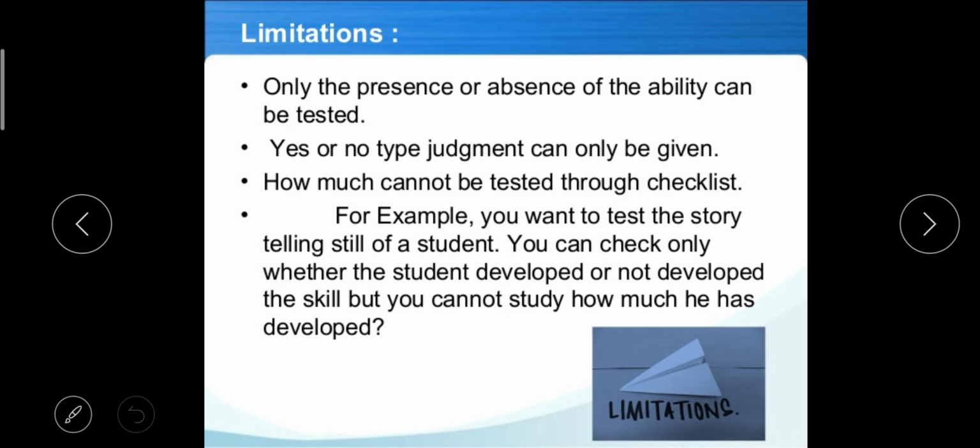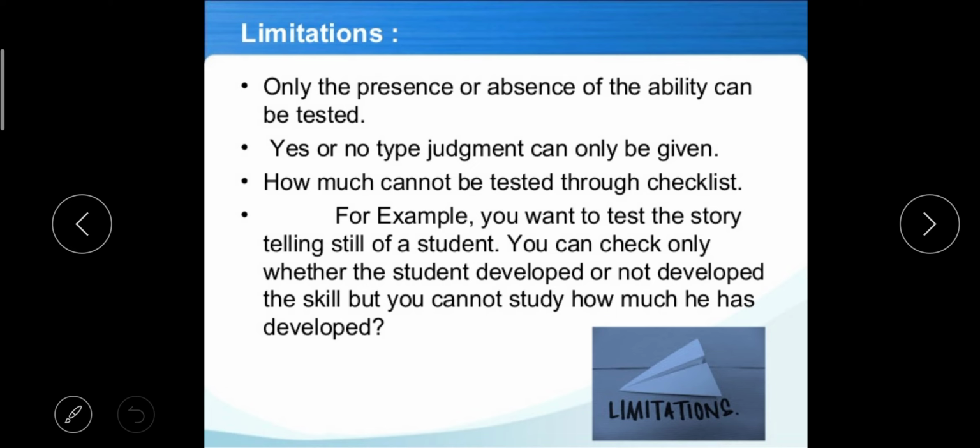Next is the limitation, or we'll say disadvantage. Only the presence or absence of the ability can be tested. See what happened in the checklist: we have only two options, either yes or no, present or absent, positive or negative, but we can't explain in detail. So suppose you are not doing one step, we'll write no, but instead of that, what we have done, we can't write in the checklist. So that is the disadvantage.